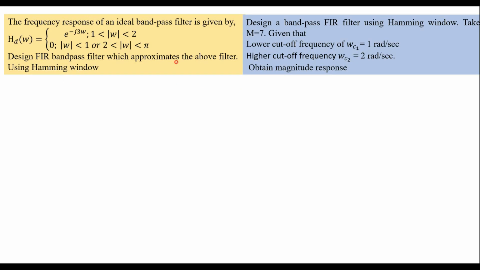The same question can be asked in another way as: design a bandpass FIR filter using a Hamming window, take m equal to 7, given that the lower cutoff frequency omega c1 is equal to 1 radian per second and the higher cutoff frequency omega c2 is equal to 2 radian per second. Obtain the magnitude response. We'll try to find the solution for this.